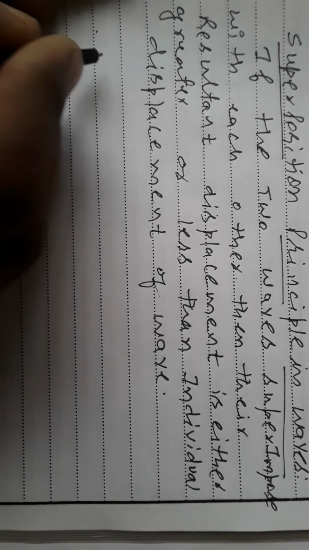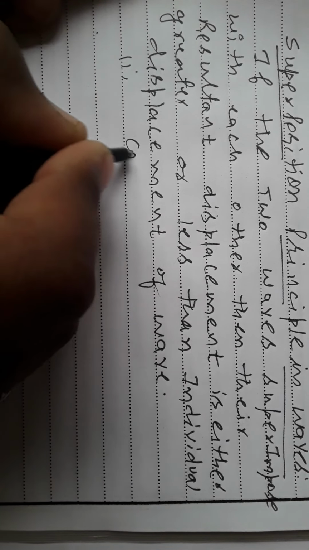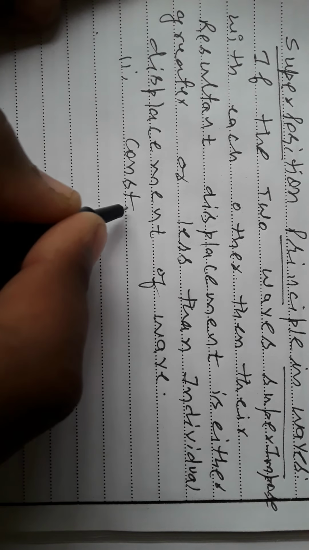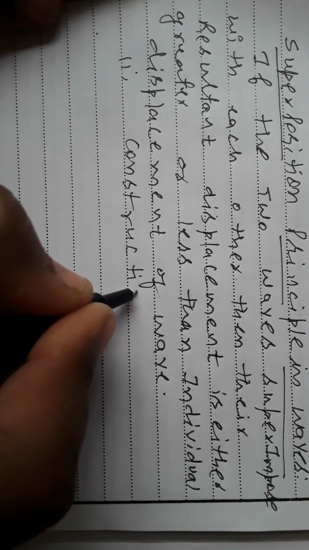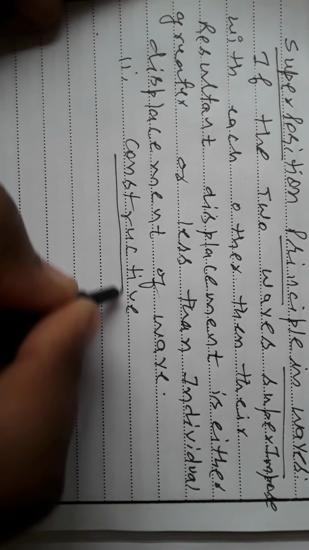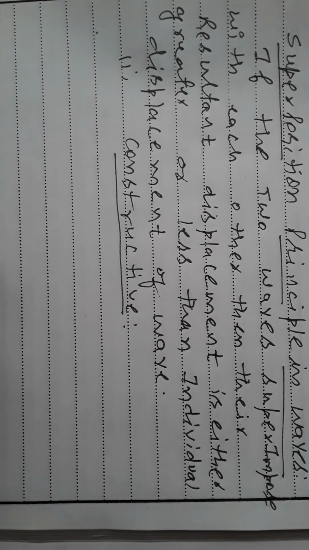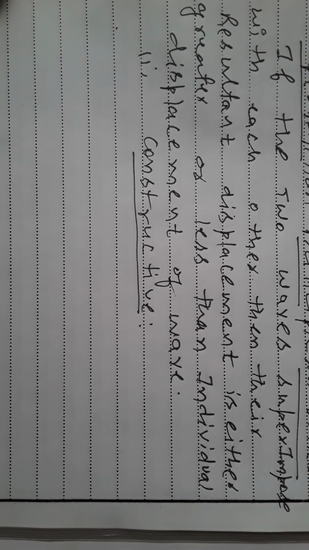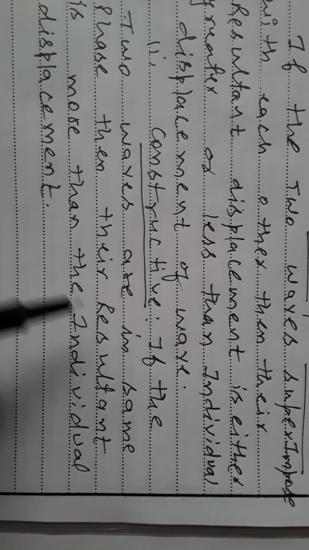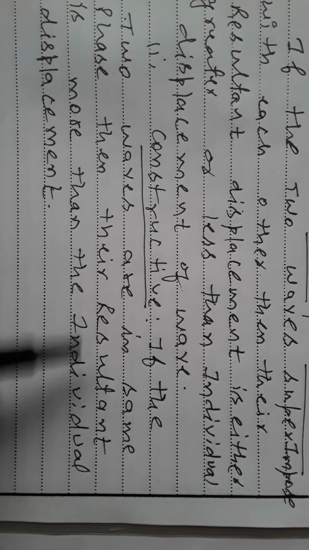It is of two types. First is called constructive superposition. Constructive superposition: if the two waves are in the same phase, then their resultant is more than the individual displacement.